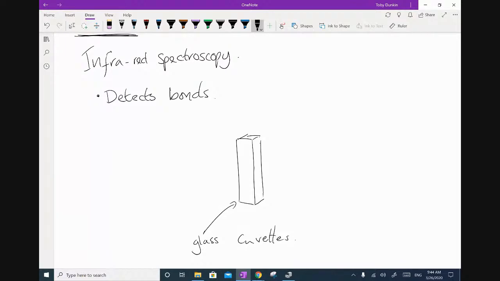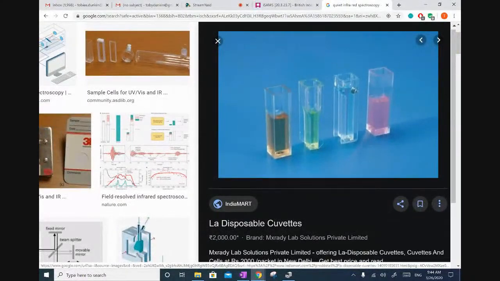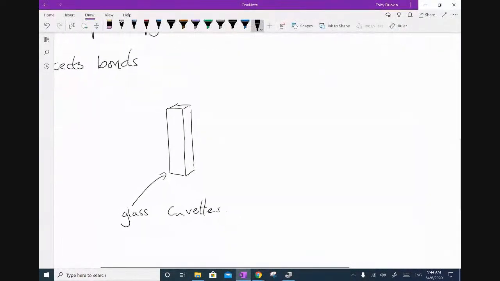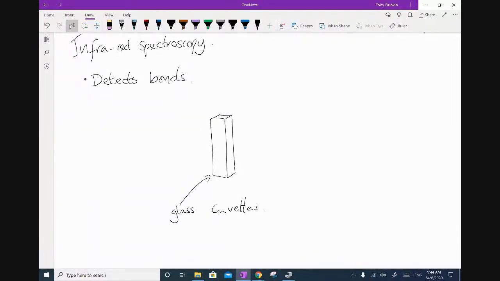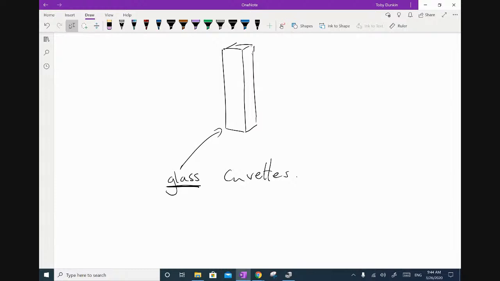So a glass cuvette, and here's what they actually look like, by the way. It's nice to see this. The cuvettes are actually made of a very special material. I wonder if you guys would be able to guess what the material is. It's a very special type of glass, and there is a good chance that you'd be able to guess this. The glass is pure silicon dioxide.